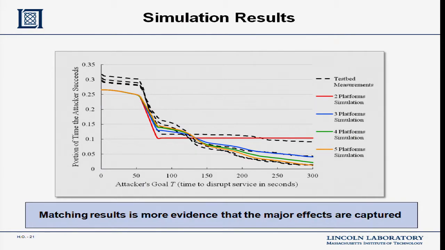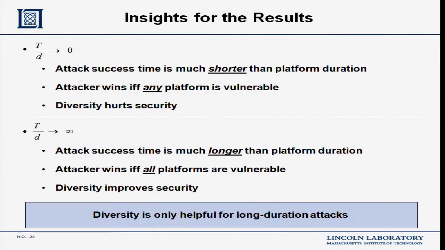And if you want to remember anything from this presentation, remember this slide. And that is that if the attacker goal, if the attack requirement is very small compared to the duration of one platform, or if this ratio goes to 0, the attacker wins if and only if any of the platforms is vulnerable. This is because if any platform is vulnerable, the attack requires a short amount of time, they can succeed on that platform and be done. And in this case, actually, diversity hurts security, because by diversifying the systems, we are giving the attacker more options for them to succeed.